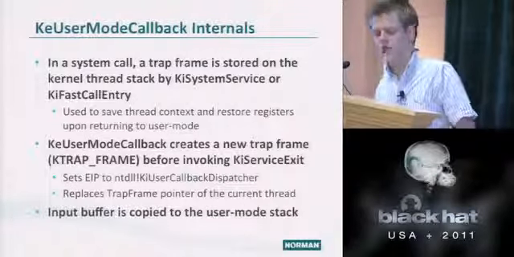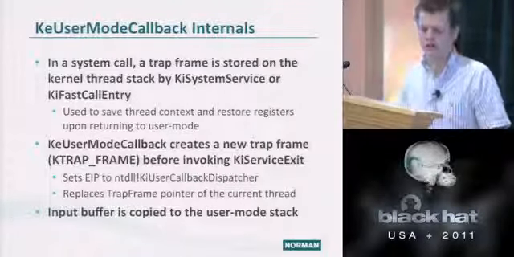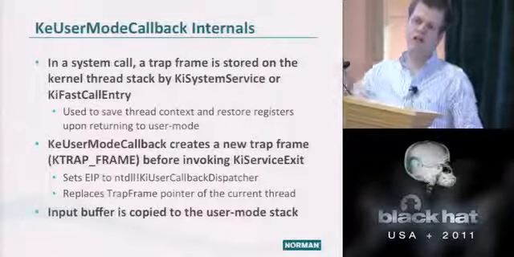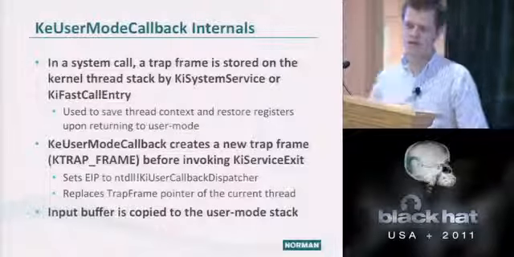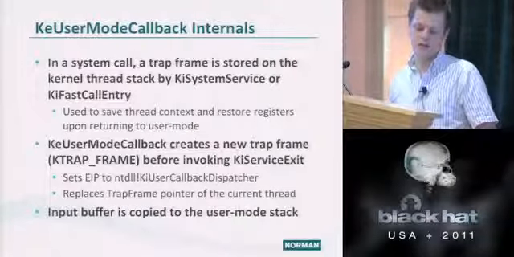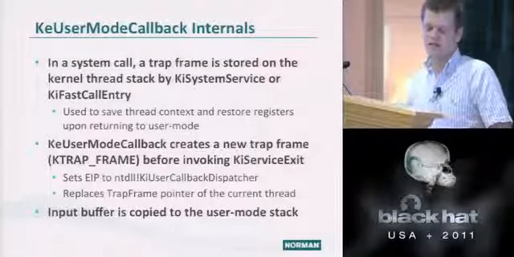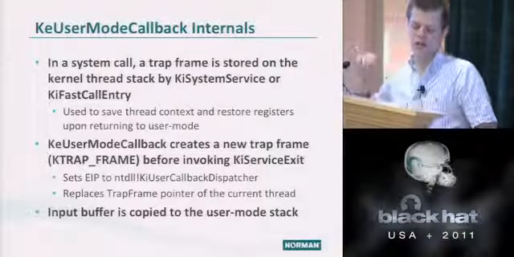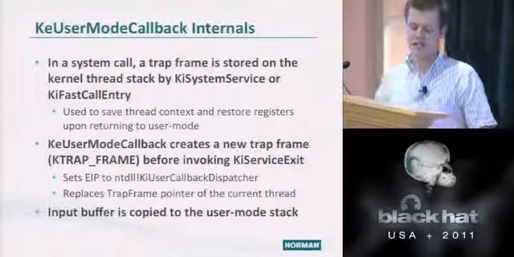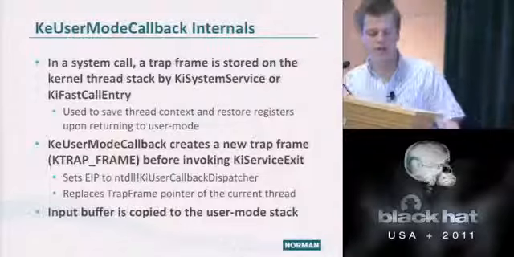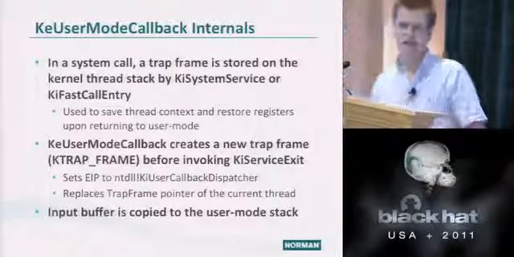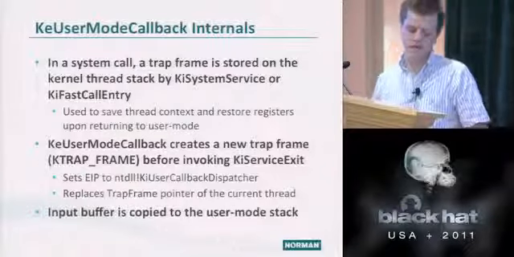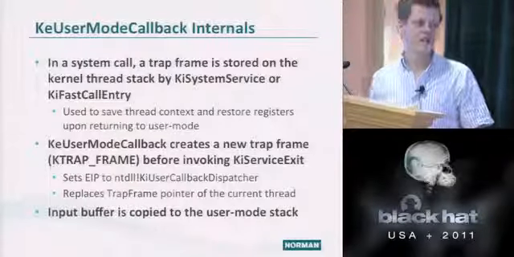In a system call, a trap frame is stored on the kernel thread stack, and this is to save context. So when you return from the kernel, you want to restore those registers. The user mode callback mechanism does the opposite. In the kernel, it creates a new trap frame and fakes the EIP. It sets the EIP to KiUserCallbackDispatcher that then calls the user32 function. It also copies the input buffer to the user mode stack.